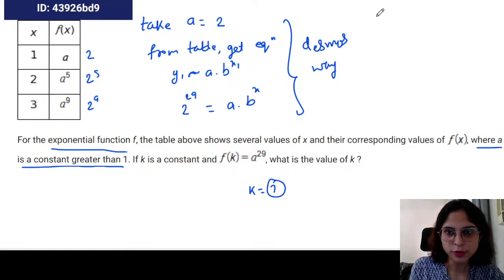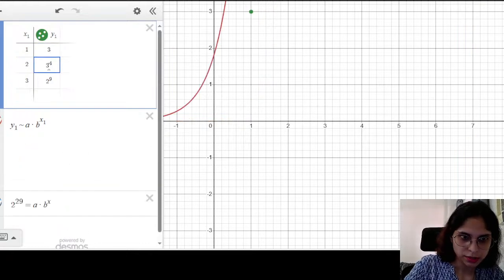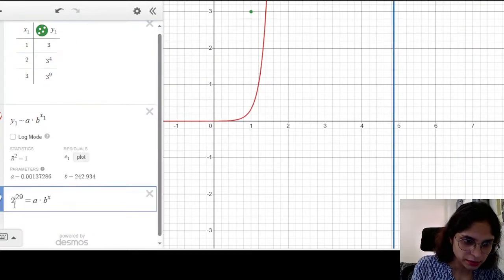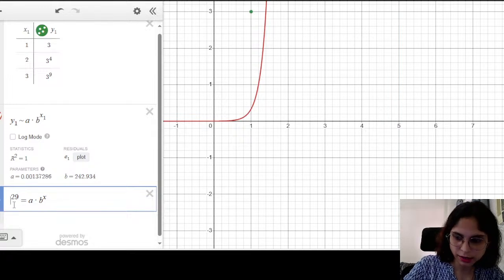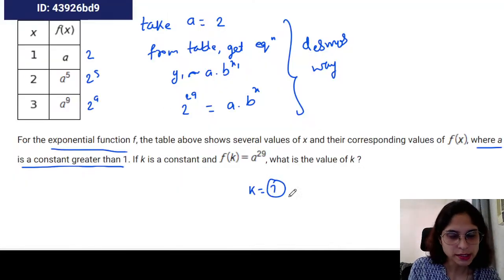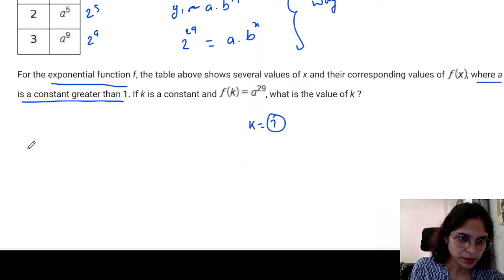You can take 3 also. For example, if you take 3, this will be 3, this will be 3 to the power 4, this will be 3 to the power 9, and here it will be 3 to the power 29, and you will again get 7. So you can take any value, you will get 7 only. Now let's see the logic behind this as well.